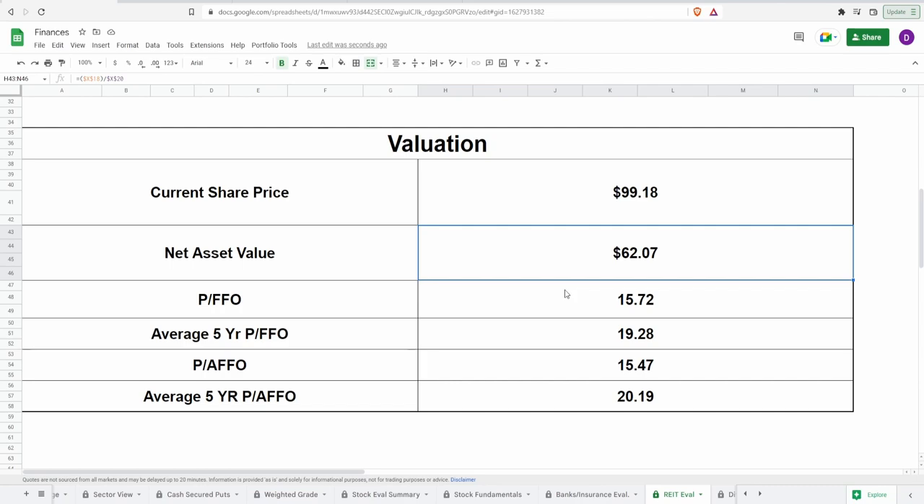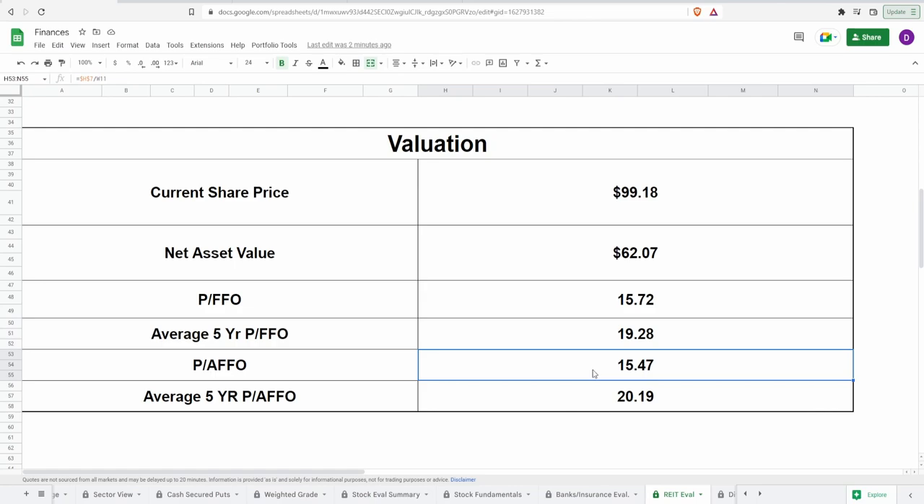So unfortunately, based off of the net asset value, it's telling me that it is still overpriced. However, guys, take a look at this. The current price divided by the current FFO, the ratio is 15.72. And if we compare that to the 5-year average FFO and divide the price by the average FFO, this is a ratio of 19.28, meaning that we're actually at a lower ratio today than the 5-year average. That's a really, really good sign that this is a good buy point.